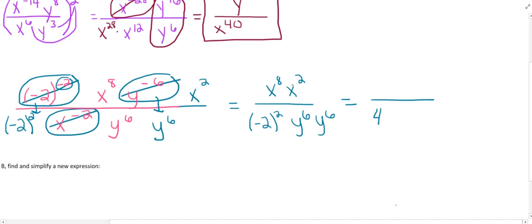In the top, now I'm going to go to my x's. I've got x's that are right next to each other, so that's going to be the product rule. So I'm going to add these exponents here. So that's going to be x to the 10th.